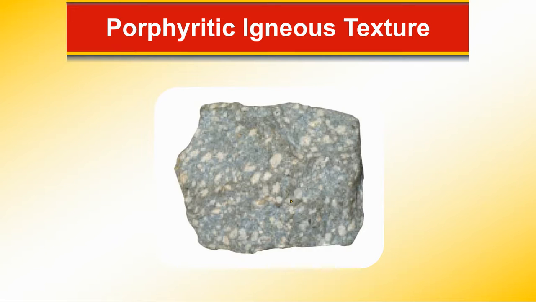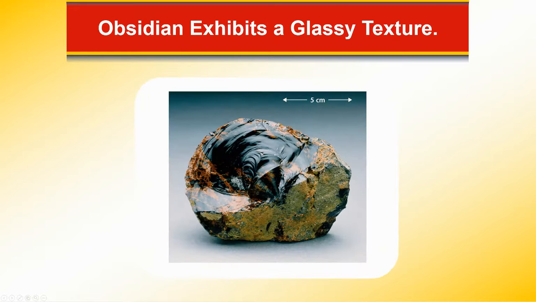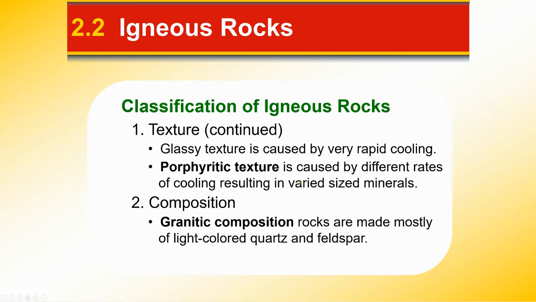It changed its cooling process. It started cooling slow. That's where the bigger grains come from. And then it increased its cooling rate, which caused the fine grains in there. Okay. So that's porphyritic. It is caused by different rates of cooling, resulting in various size of minerals.